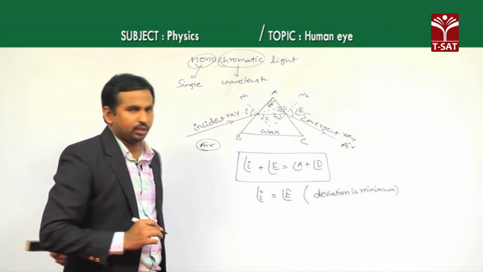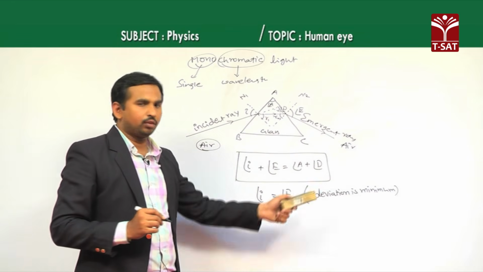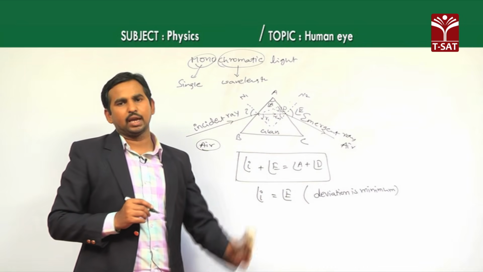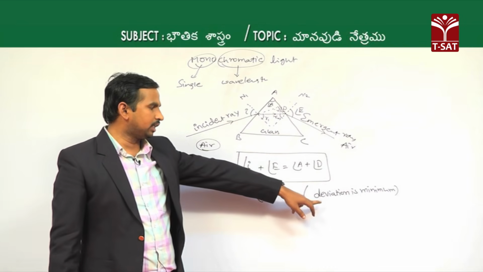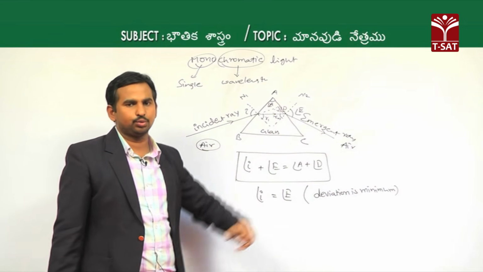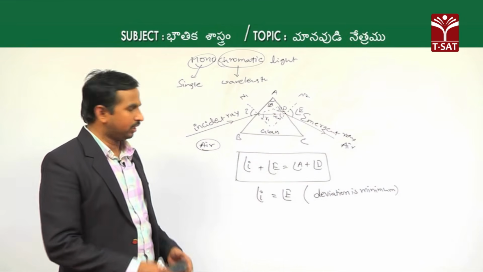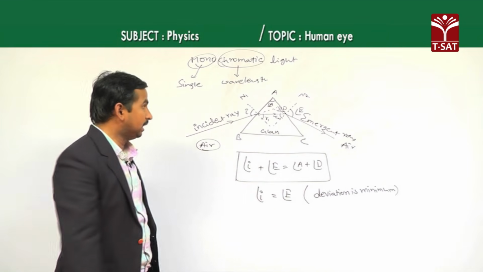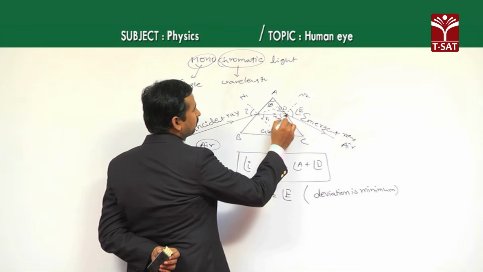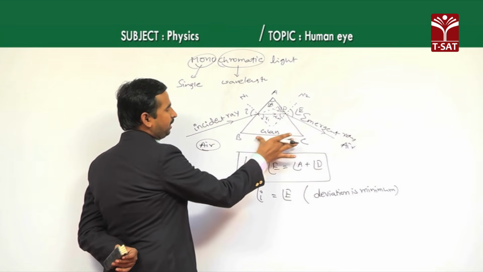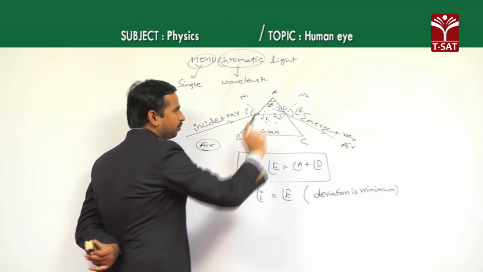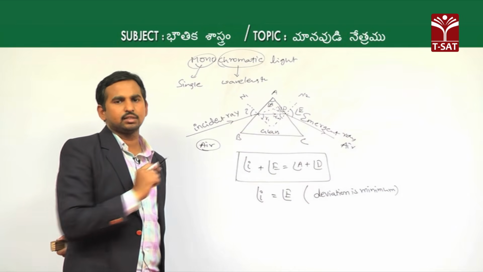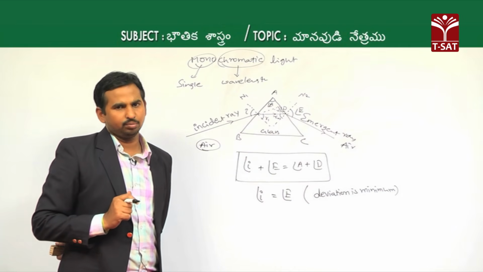So when you increase the angle of incidence, the angle of deviation gradually decreases. At one particular stage, the angle of incidence is equal to the angle of emergence. That point is called the minimum deviation point. At minimum deviation, the refracted ray inside the prism and the base BC are parallel to each other. Then we can say the light ray is deviating minimum.